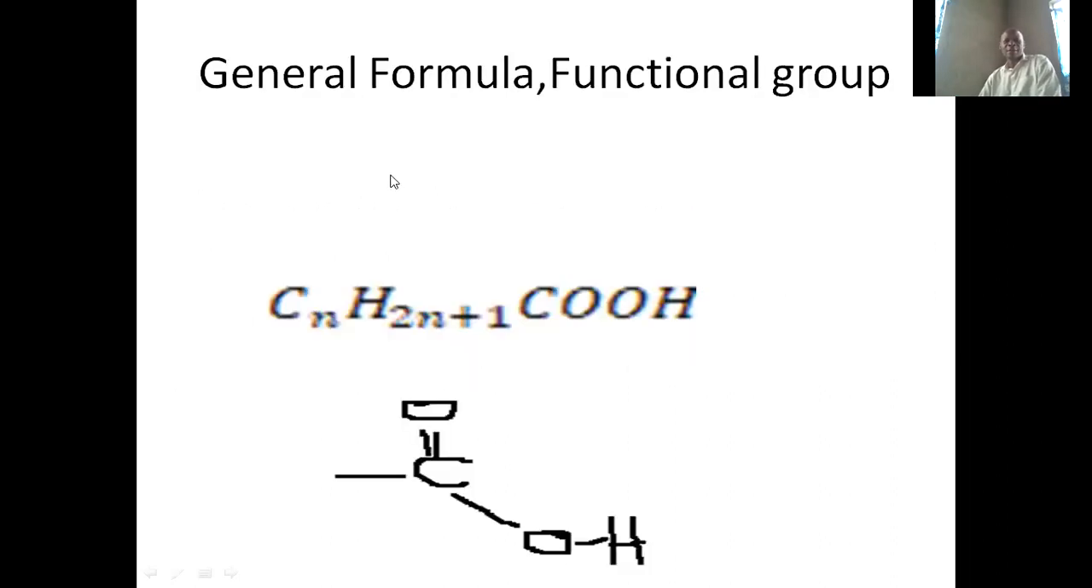And so the general formula is as follows. We have C, n H, 2n plus 1, and then C, O, O, H. And we said this carbon, oxygen, hydrogen is known as the functional group, the carboxyl group. The structural formula, the way you write it, is that you write the carbon with a double bond to 1 oxygen. And then on the other side, you write the hydroxyl group, which is oxygen, a bond and hydrogen. And then the other side joins the main compound. So this is the general formula.